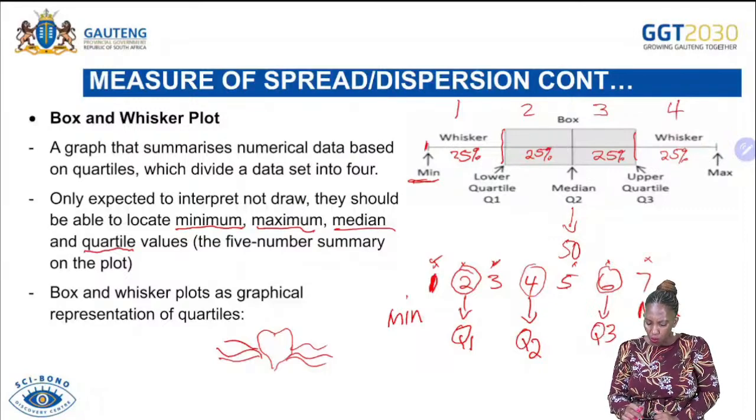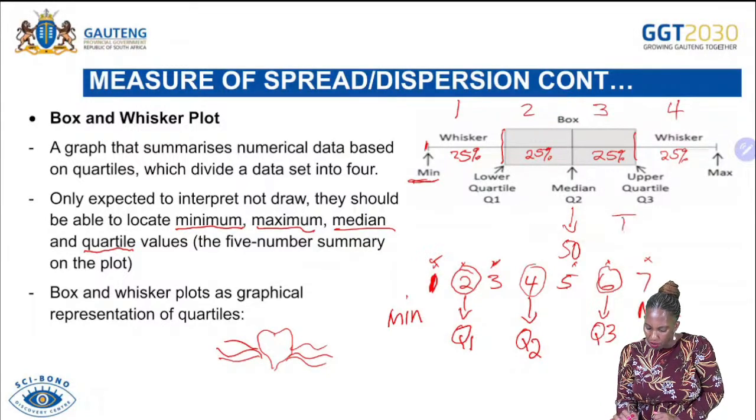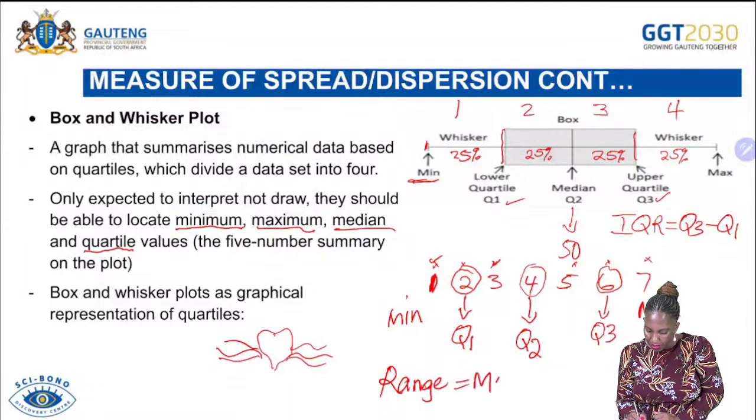Same applies with our box and whisker. If they ask you to determine the interquartile range, you say, okay, fine, my IQR, interquartile range, will be my Q3 minus my Q1. And then let me write here, my range will be what? Maximum on the data set. Here's my range. It will be maximum minus my minimum.